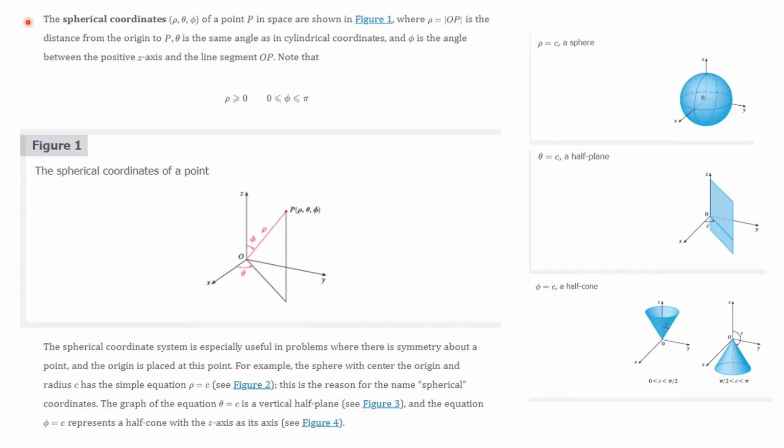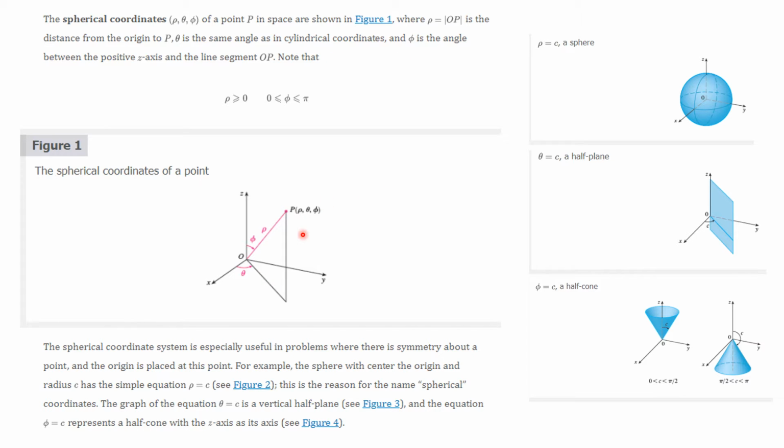The spherical coordinates, rho, theta, and phi, an ordered triple, of a point P in space are shown below. Notice that rho is the distance between 0 and the point P, the distance from the origin to point P. Theta is the same angle as in cylindrical coordinates, and in polar coordinates for that matter. It goes from the positive x-axis and goes counterclockwise.